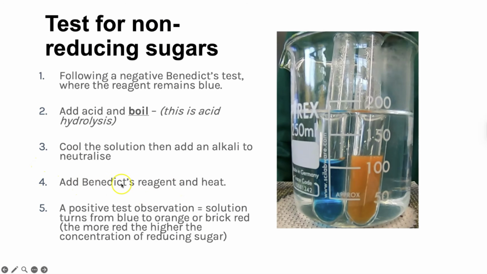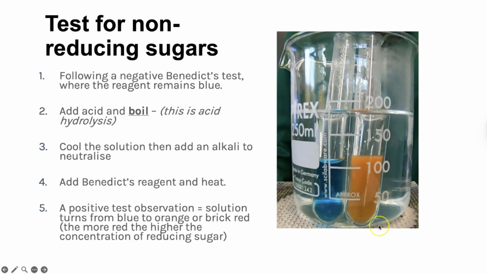Then you would have to say add Benedict's reagent and heat. And yes, you do have to say step 4. Sometimes students miss that one out because I think, well, I've already talked about that in step 1, but this is actually now starting again after you've done the acid hydrolysis. And because we cooled it down, you have to heat it up again. So don't miss this mark. Add Benedict's reagent and heat.